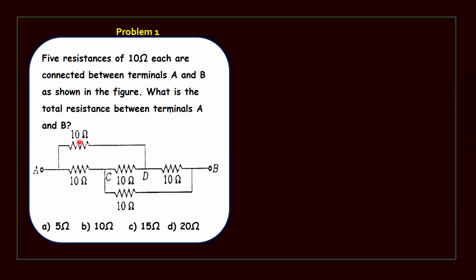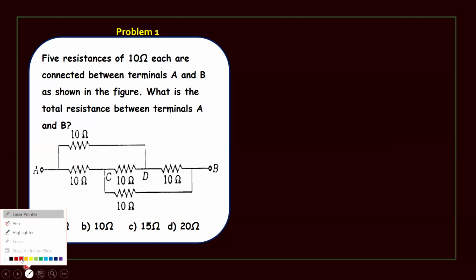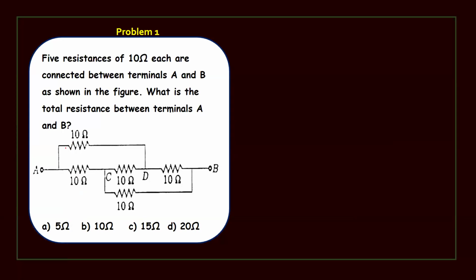Now observe the network. There are two delta networks. This is one delta network and this is one delta network. Any one delta network can be converted to Y network first. Then we can solve easily. So first I'm going to convert this first network into Y network. Y network is nothing but star network. So I'm going to convert this delta network to star network.